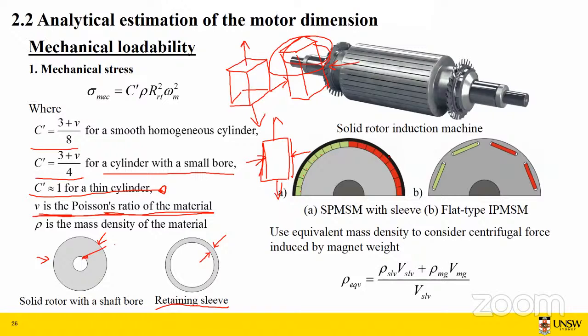And this black one is a sleeve. Normally you will see this type of sleeve on high-speed SPM-SM machines. That's because magnets are very fragile. They cannot handle the centrifugal force at high speed. So we need to use a protective sleeve to cover the magnets. And these sleeves are normally made with high strength material, such as Inconel, carbon fiber, and titanium.